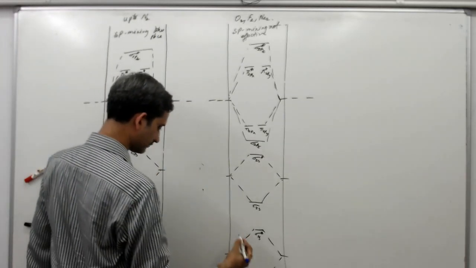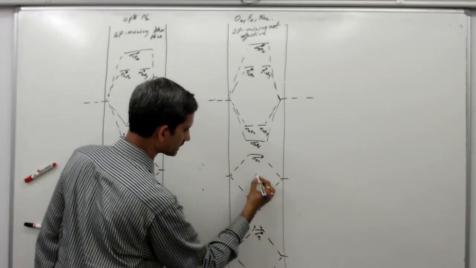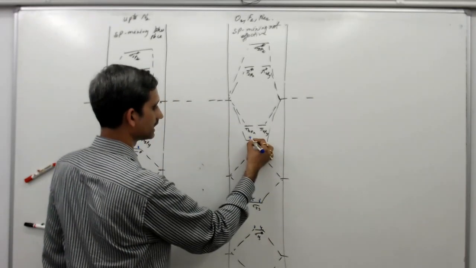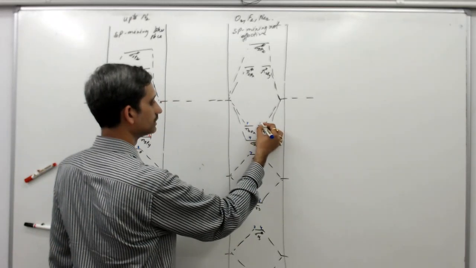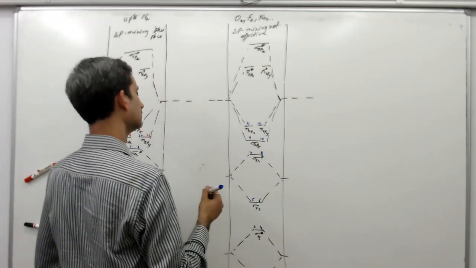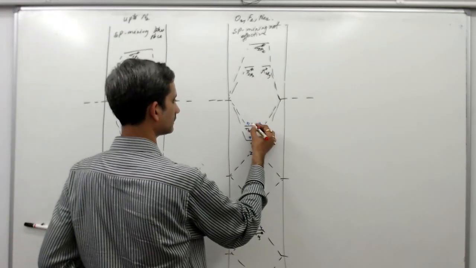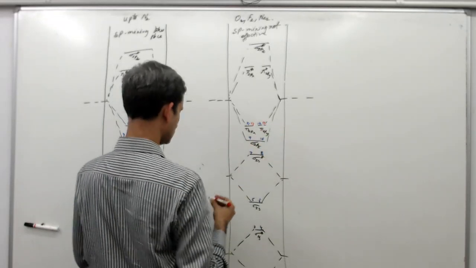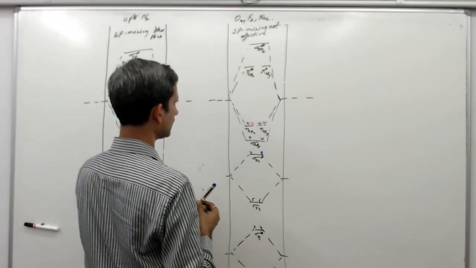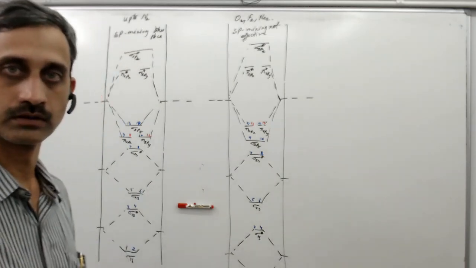So here the diagram would be again 1, 2, 3, 4, 5, 6, 7, 8, 9, 10, 11, 12. And then again we are going to have 13, 14.